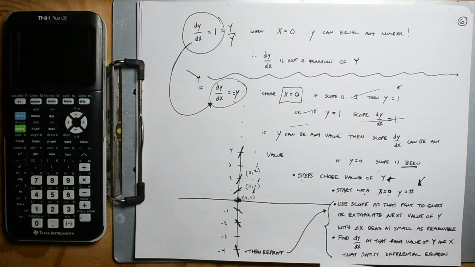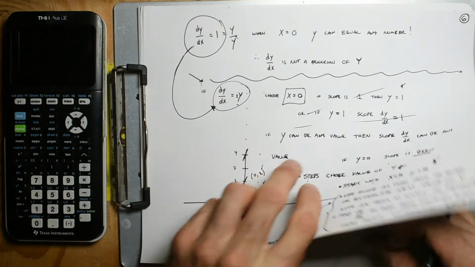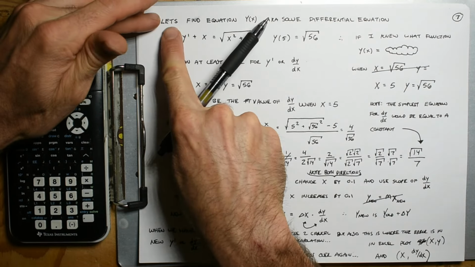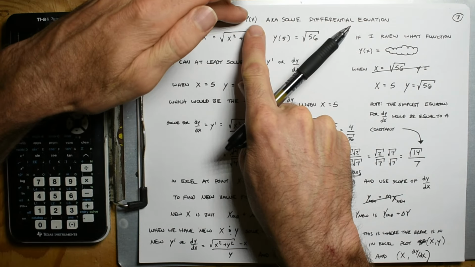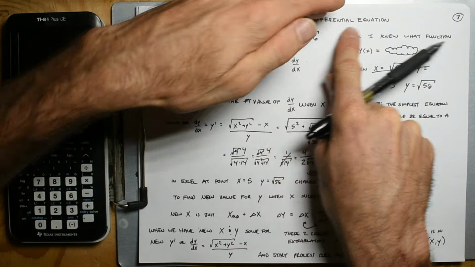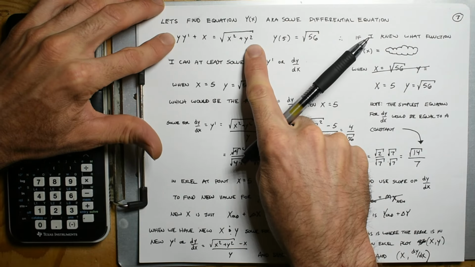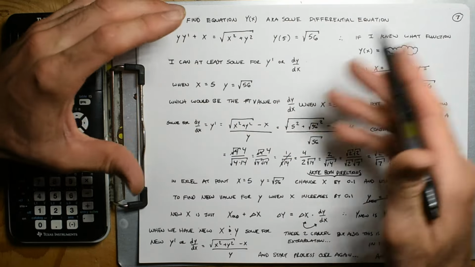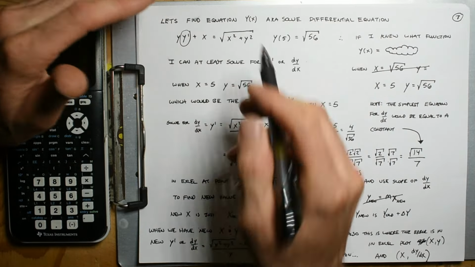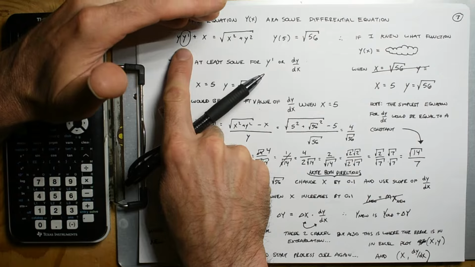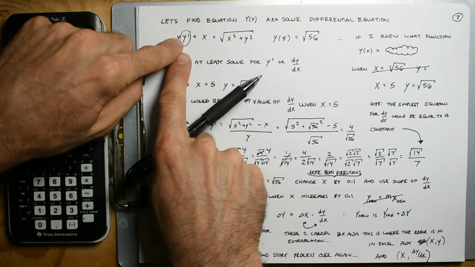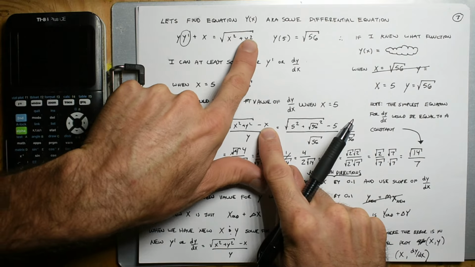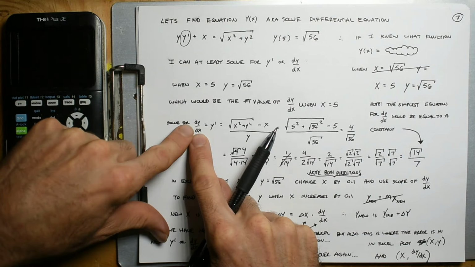Cool, so let's see what we do. So we're ready to go to the next page. The whole idea is finding an equation, y of x, aka solving the differential equation. So this is the differential equation that we have. I can at least solve for y prime. For these equations, you're just like, hey, is anything just by itself? Because if you have an equation with something by itself, it's usually easy to isolate it to one side and get everything else to the other side. And so that's what we can do. We can subtract an x, and then we can divide by y, and then we can have this.